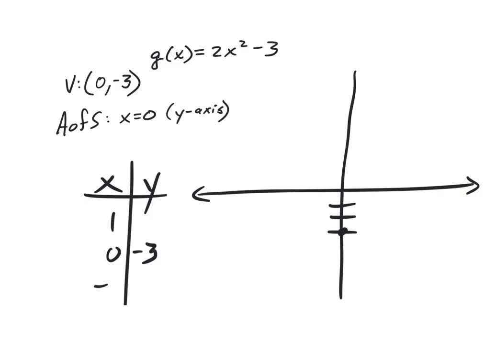In this case, 1 probably would be okay to use. You could do other numbers as well. But if I plug in 1, 1 squared is 1, 2 times 1 is 2, 2 minus 3 would be -1. And those should be the same thing because they're symmetrical to that point. And there would be my graph.